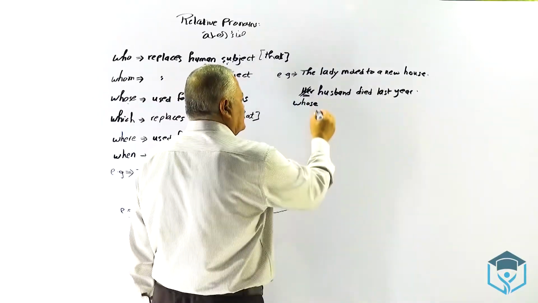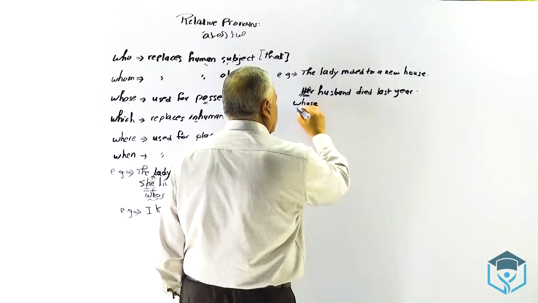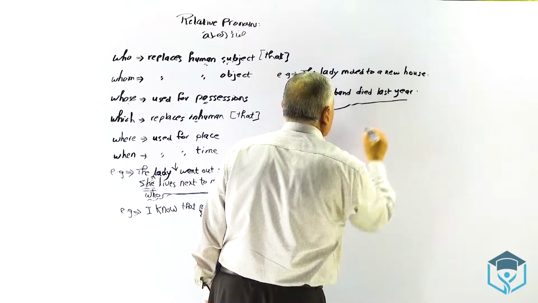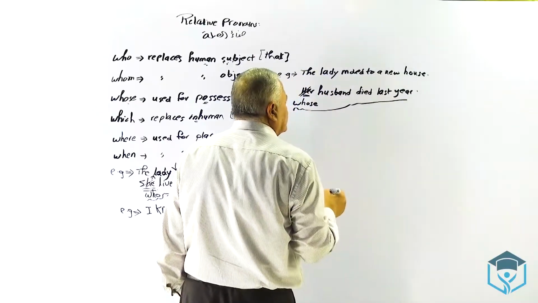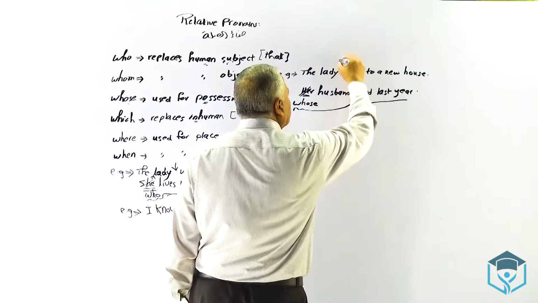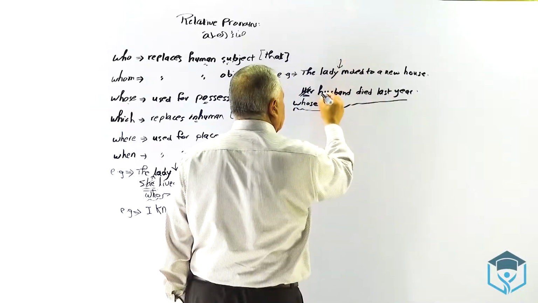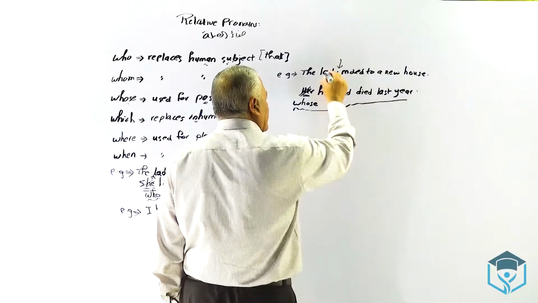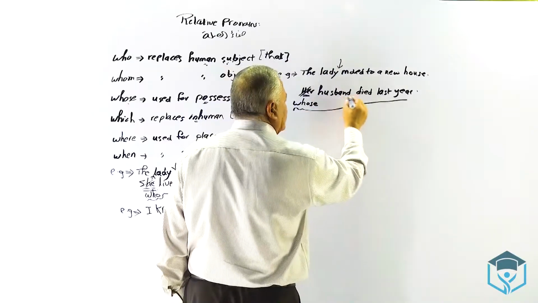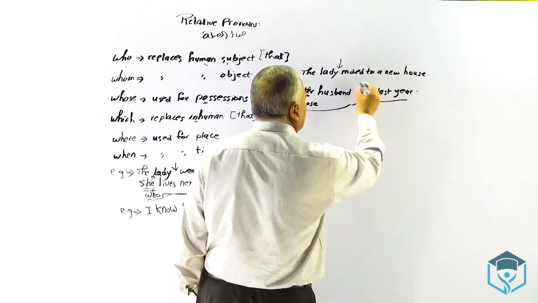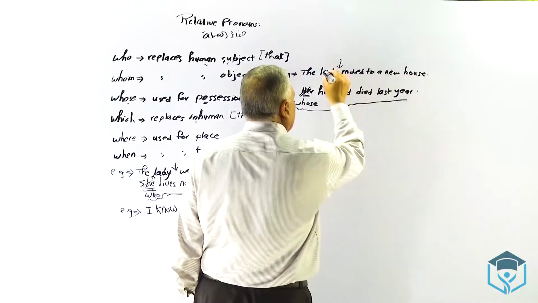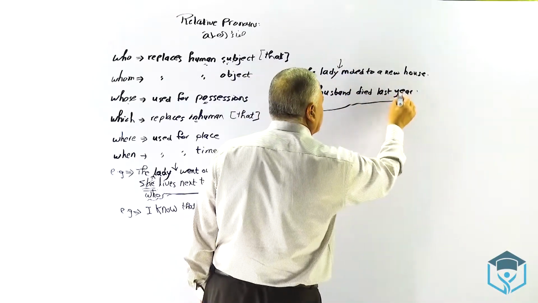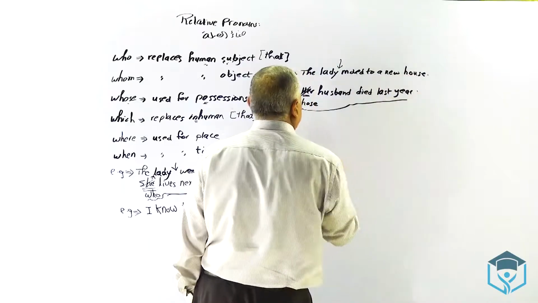Now look at this clause that begins with whose: whose husband died last year. Where does it come? It comes next to the noun it modifies. Her husband. Husband of whom? Husband of the lady. So I say, the lady whose husband died last year moved to a new house.